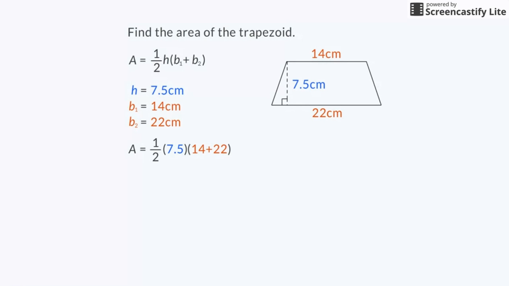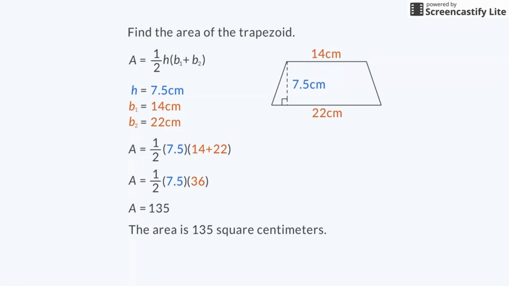I'm going to simplify inside the parentheses first. 14 plus 22 is 36. So, I have A equals 1/2 times 7.5 times 36. Now, I multiply 1/2 times 7.5 times 36 and get 135. The area is 135 square centimeters.